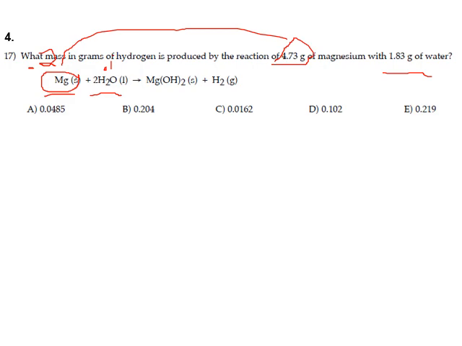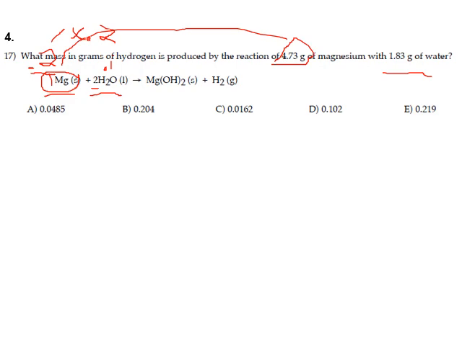So now look at your coefficients. This time why don't we start with the magnesium. If we have 0.2 moles of magnesium here, how many moles would we have to have of the water to react with it? We'd have to have twice as much, because for every 1 mole of magnesium we have to have 2 moles of water. So we would have to have 0.2 times 2, so 0.4 moles is how much we'd have to have of the water.